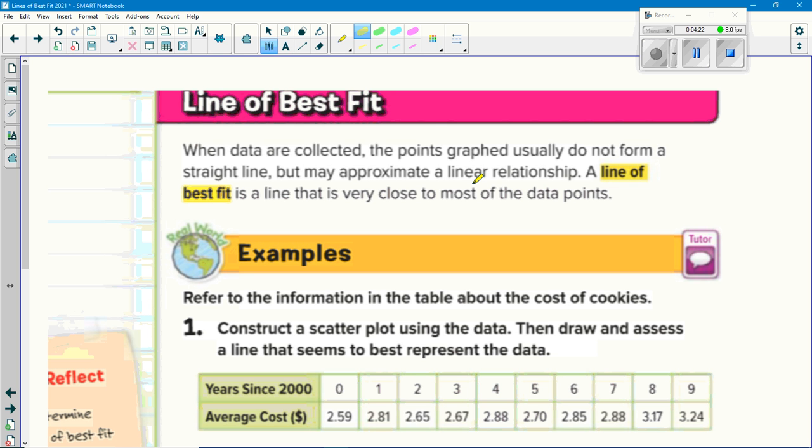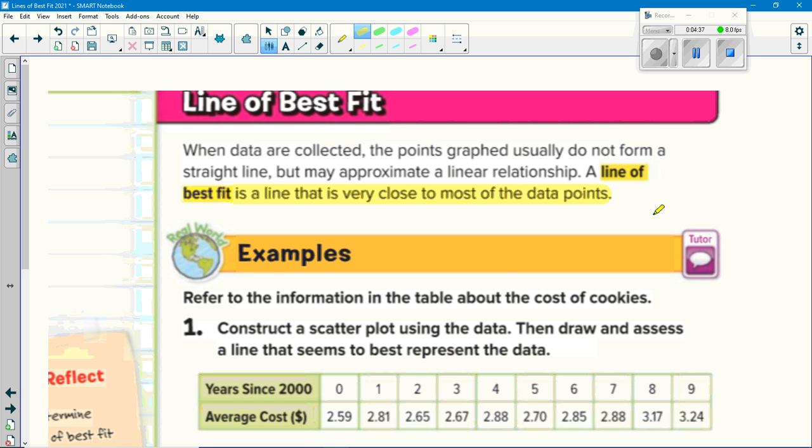A line of best fit is a line that's very close to most of the points, and that's what I want to talk to you about. Because look, this is taking you off the hook right away. The line of best fit is a line that is very close to most of the data points. And I'm going to explain how we do that.